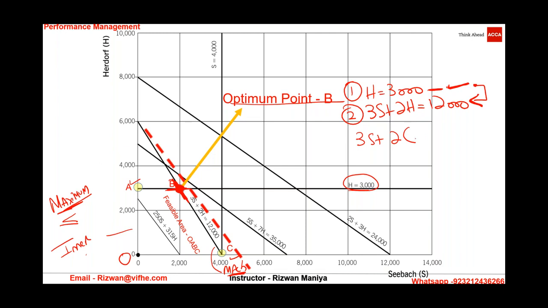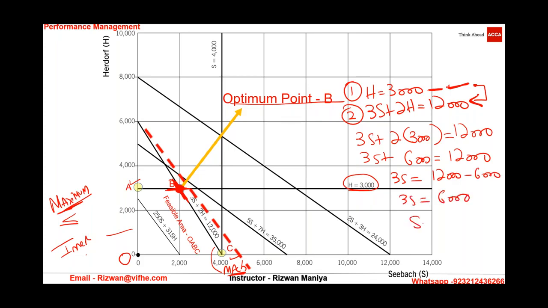Instead of H, I will write 3000, as I'm putting H into equation 2, and this equals 12,000. I will further simplify this. So this will be 3S plus 6,000 equals 12,000, and then 3S equals 12,000 minus 6,000, and this is 3S equals 6,000, and S equals 2,000 units.